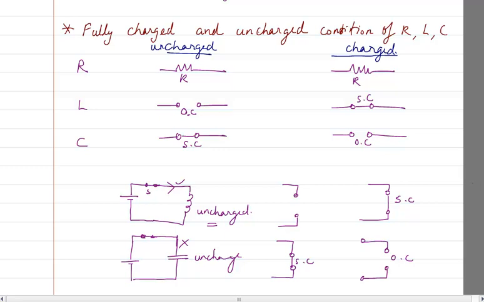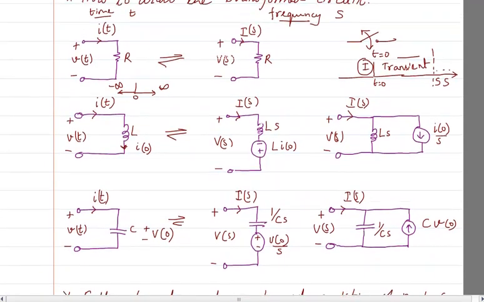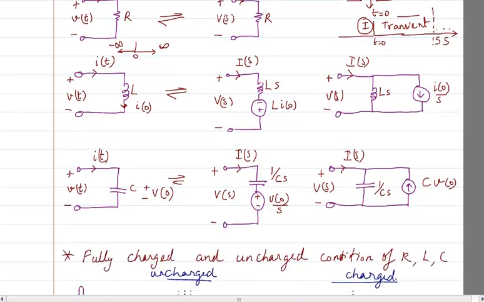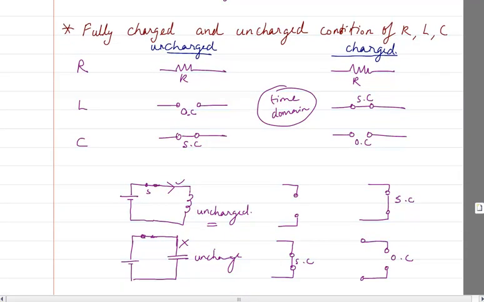Now one thing you may ask, sir, is it in time domain or in frequency domain? Remember this very clearly, this is all in time domain. This one I am talking in time domain only. Because here, in the transform circuit, we were talking about what happens to the inductor and capacitor in frequency domain. But here what I am trying to talk about is, in time domain, how you will represent the circuit.